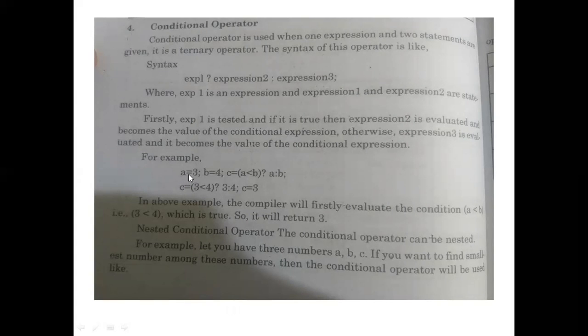For example, a equal to 3 and b equal to 4, then c is equal to a is less than b, question mark a colon b. First evaluate this. The value of a is 3, value of b is 4. So a is less than b is true. True means the value of a will be assigned to c. So 3 is less than 4 returns true, the 3 will be assigned to c. So that's why the value of c will be 3.